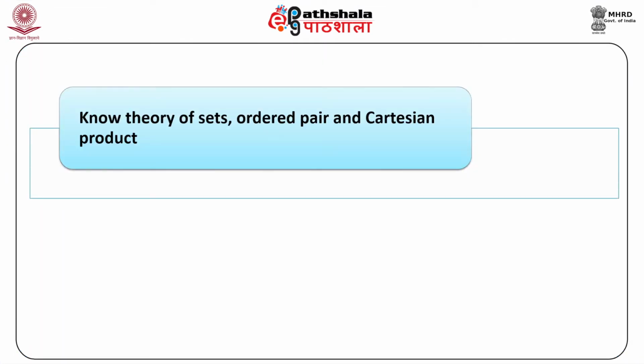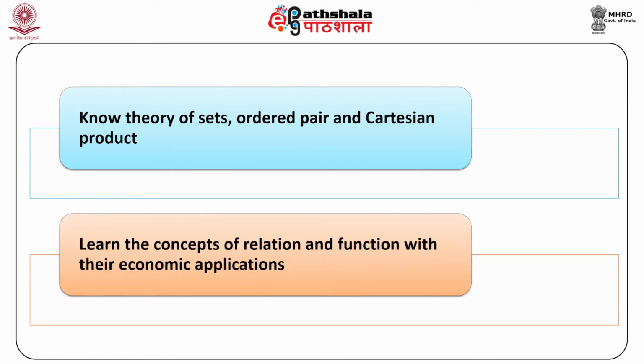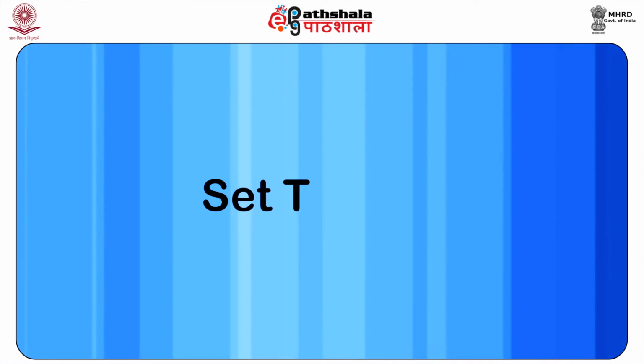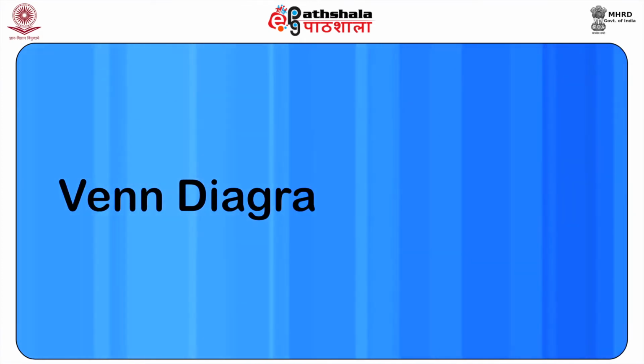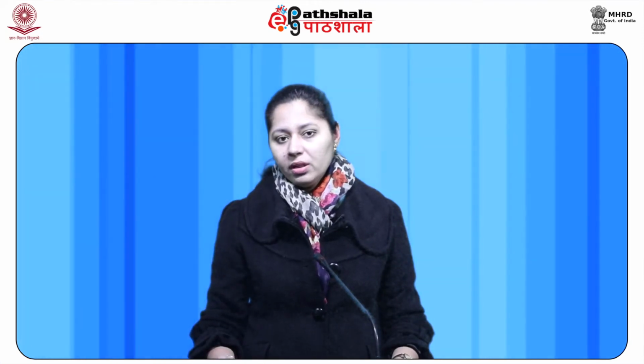After studying this module, you shall be able to know the theory of sets, ordered pairs, Cartesian products, and learn the concepts of relation and function with their economic applications. Let us first discuss set theory. First is the Venn diagram approach. This is a diagrammatic representation of set theory.